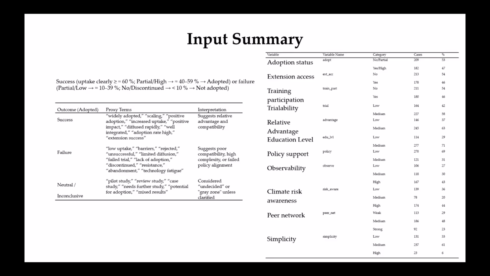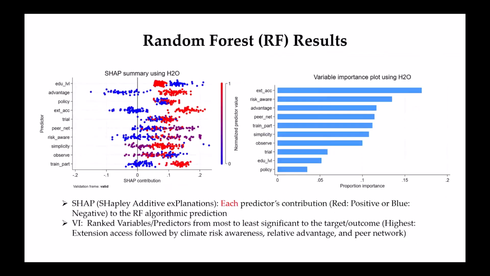And also climate risk awareness. We all know that climate change is happening, whether it's intentional or unintentional, so we capture whether the paper is discussing climate risk awareness. And then the peer network, which is also a social network piece. And the last piece, simplicity, which is whether the technology is really easy to learn, easy to adopt, easy to use.